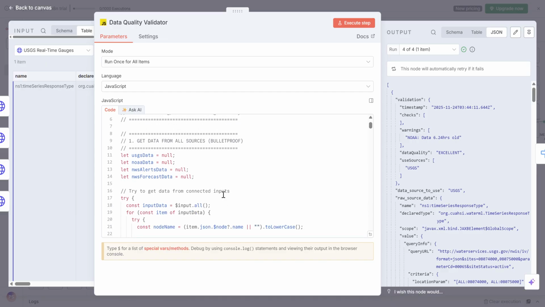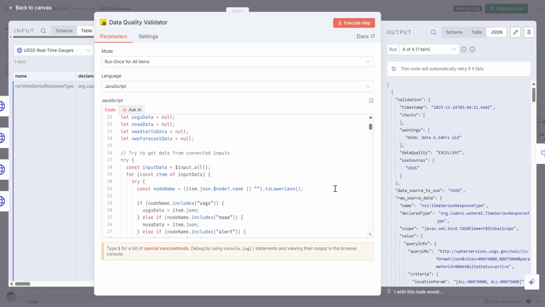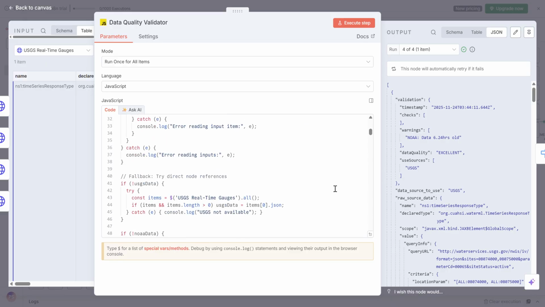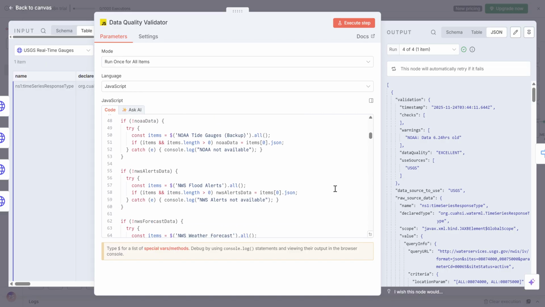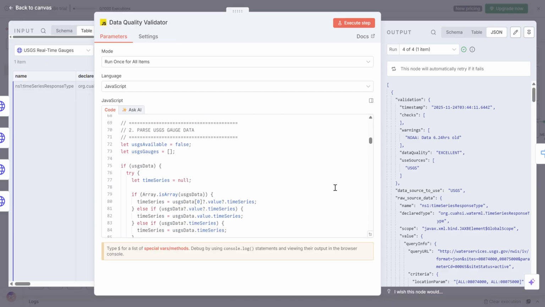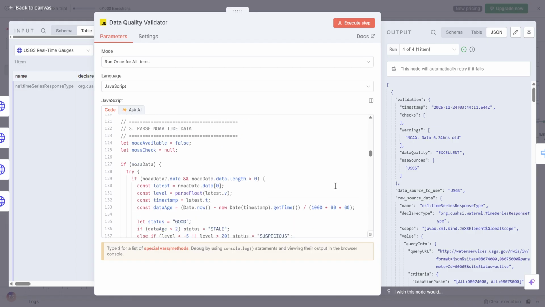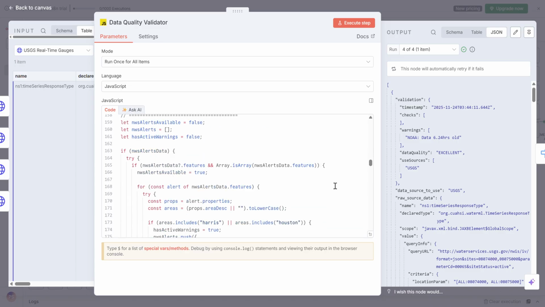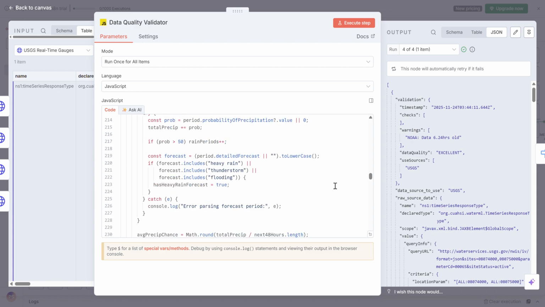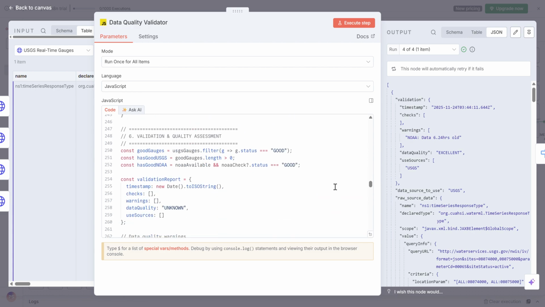Here, as we are able to see, we get the data from all the sources, that is USGS, NOAA, and NWS alert data, and we are setting them as null. Then we are getting the data from the connected inputs and going through the fallbacks, if there are any. Then we are parsing the USGS gauge data, the NOAA tide data, the NWS flood alerts, and the NWS weather forecast. Once that is done, validation and quality assessment are performed.